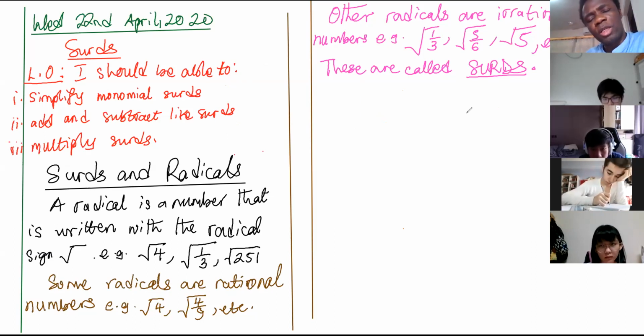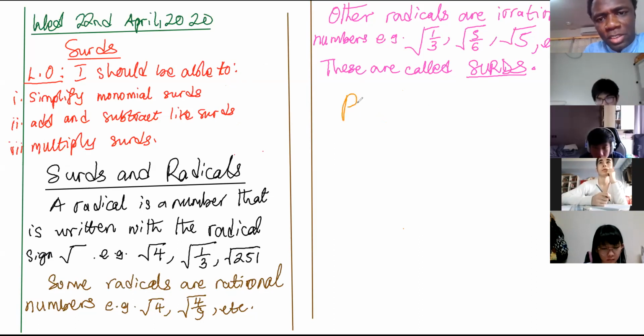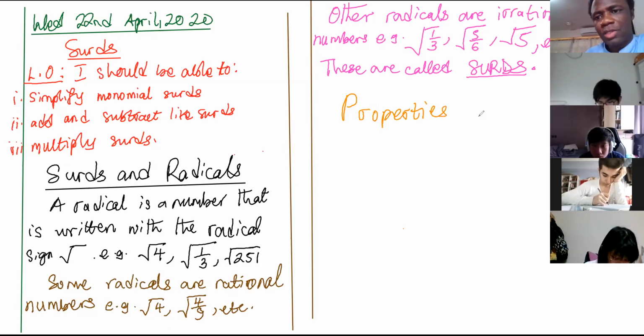So for us to really understand what we are doing, we must be guided by some rules. So we call them properties. Just like the laws of log that we did, just like the laws of indices, these properties hold for surds.